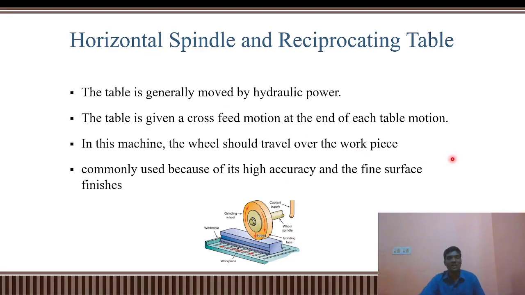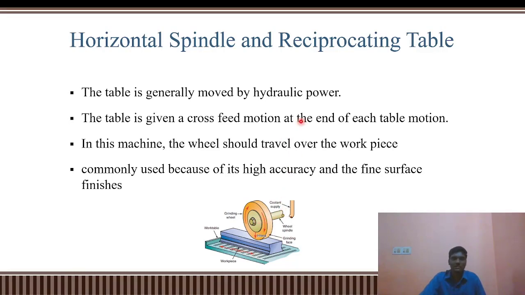And the next case was horizontal spindle. Please look at this image. Horizontal spindle and reciprocating table. Here I will explain the working principle. First, the workpiece is fixed on the magnetic table, the magnetic chuck table, and this is the grinding wheel orientation. That means the horizontal orientation of a spindle, and the periphery of a grinding wheel is involved in metal removal. Like this there is movement. This involves up and down movement.